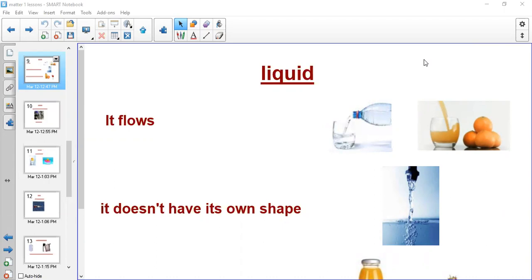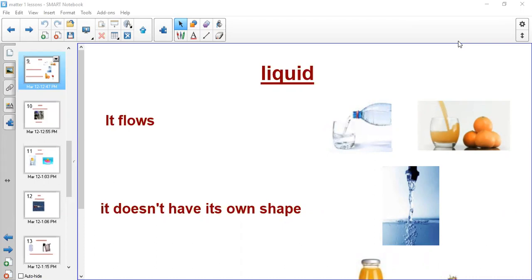Do you remember when we were talking about the three forms of matter that were covered in term 3? We said that matter has three forms. What are the three forms of matter? Do you remember them? Solid, liquid, and gas.